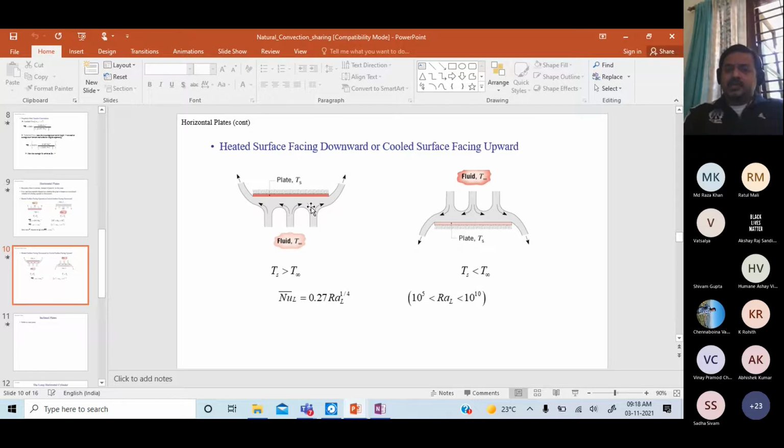So whether it's a hot plate facing down or the cold plate facing up, it's the same situation. The cold plate, the cold air's tendency is to sink, to come down, but it cannot because the plate is coming in the way. So it has to go around the plate and then come down.